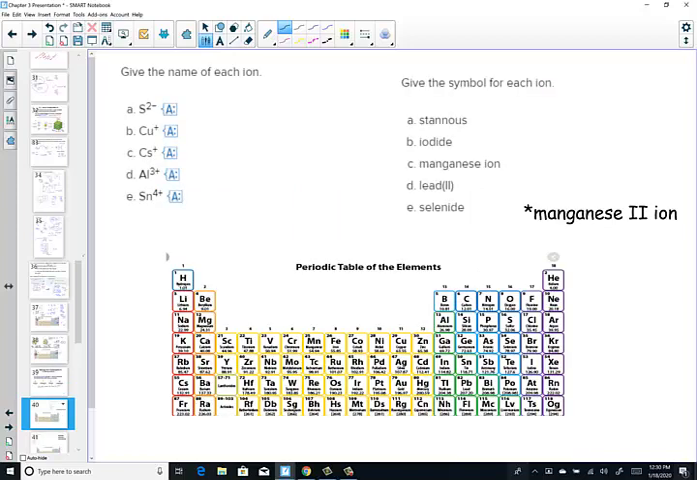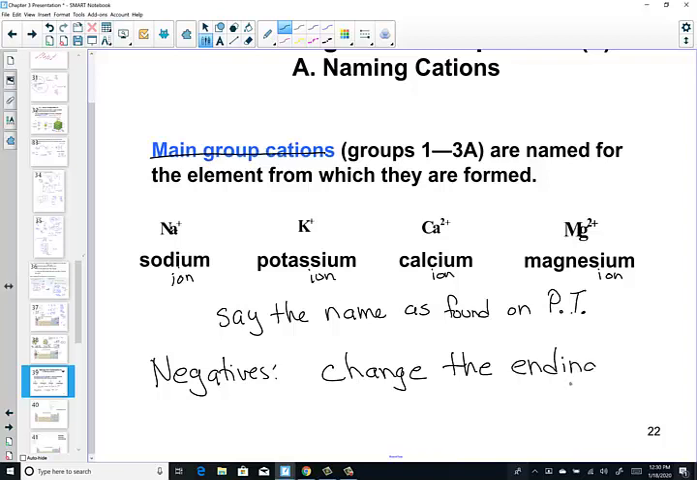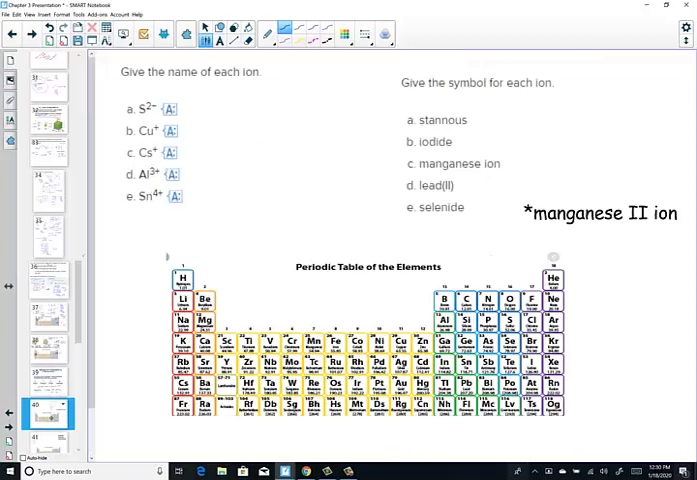Say the names of each ion, and then we'll give the symbols. So just as a reminder, if we have positives, we just say the names. But let's make a note here about the negatives. That's where I want us to remember that we change the ending to IDE. Alrighty, so let's try these now. S2-. Well, the element's name is sulfur. Sulfur becomes sulfide ion because I'm changing the ending to "ide" for the negative ion, sulfide.